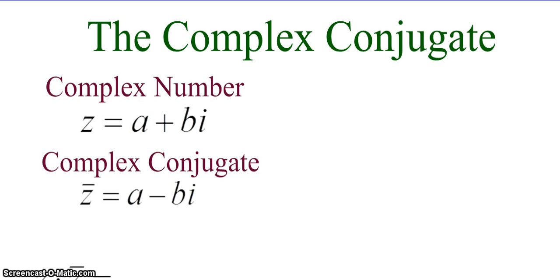The complex conjugate. So if I have some complex number z equals a plus bi, then its conjugate is a minus bi. This notation, z with the bar over the top, stands for conjugate. So that's a notation for conjugate.